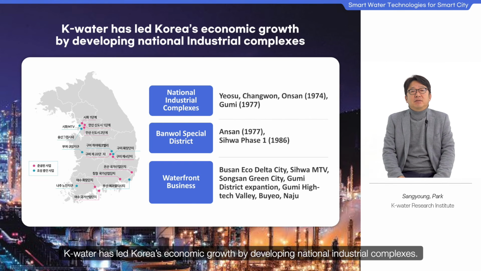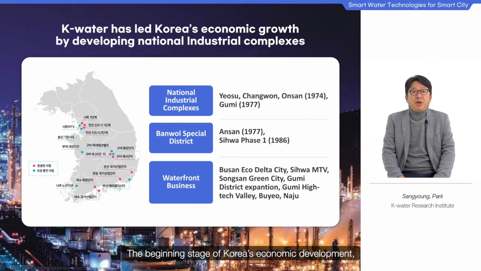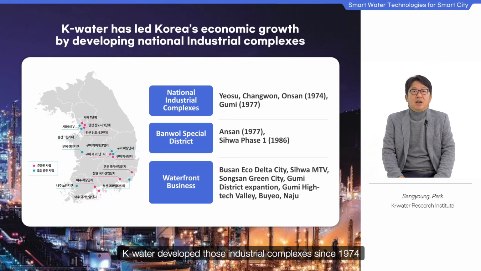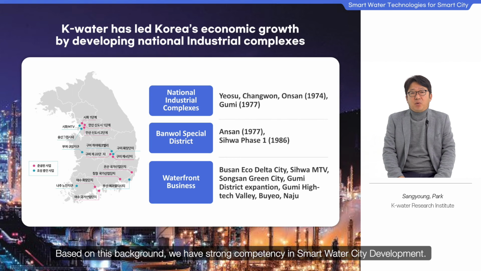K-Water has led Korea's economic growth by developing national industrial complexes. At the beginning stage of Korea's economic development, the Korean government focused on the development of industrial complexes. K-Water developed those industrial complexes since 1974, such as Yeosu, Changwon, Ulsan, Onsan, Gumi, Ansan, and Siwa. At the moment, we are working on the development of Busan Eco-delta city and Songsan waterfront city. Based on this background, we have strong competency in smart water city development.